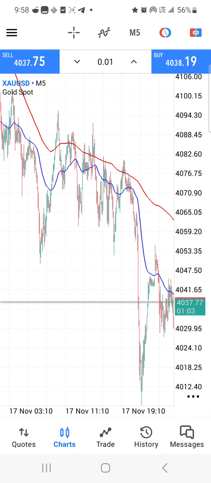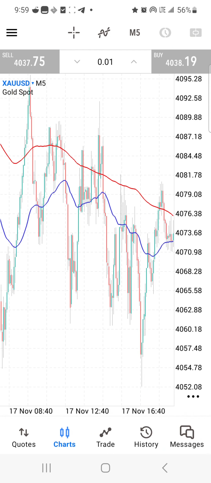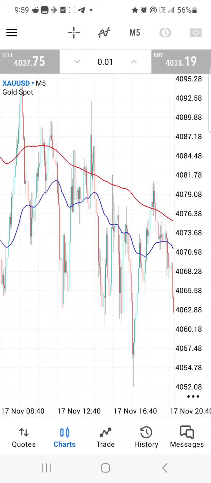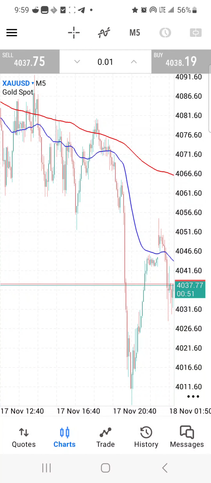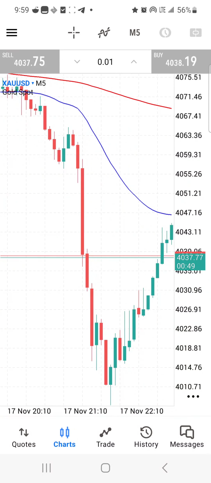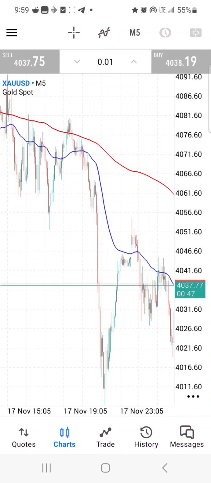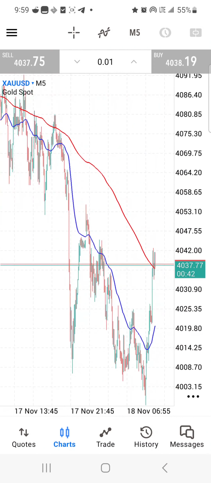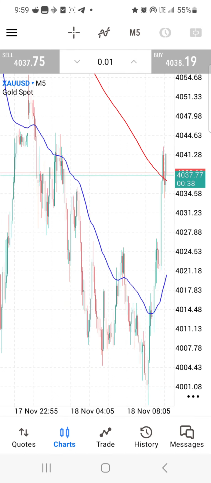More like consecutive support and resistance, bending more downward. You're seeing something like this right now on the 5 minute candle frame. There was a very strong bearish candle taking it down, and then the bulls had to readjust, trying to pull it upward again.